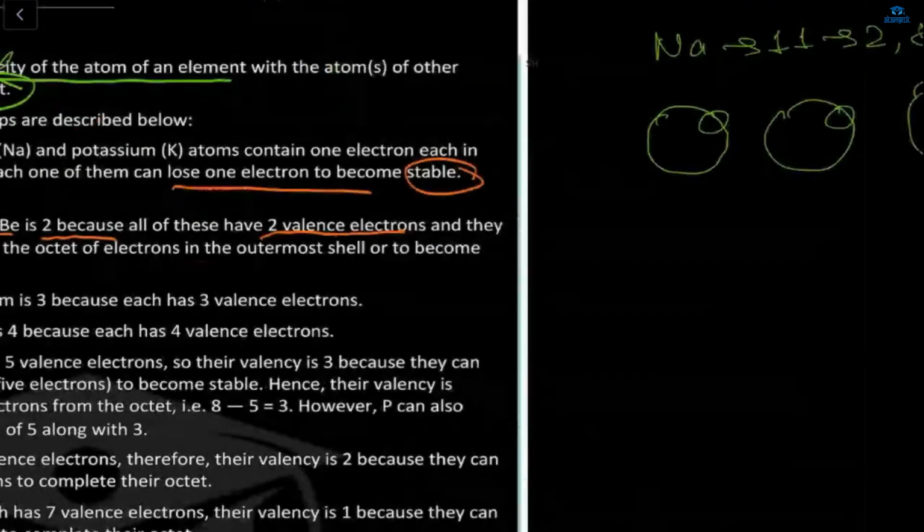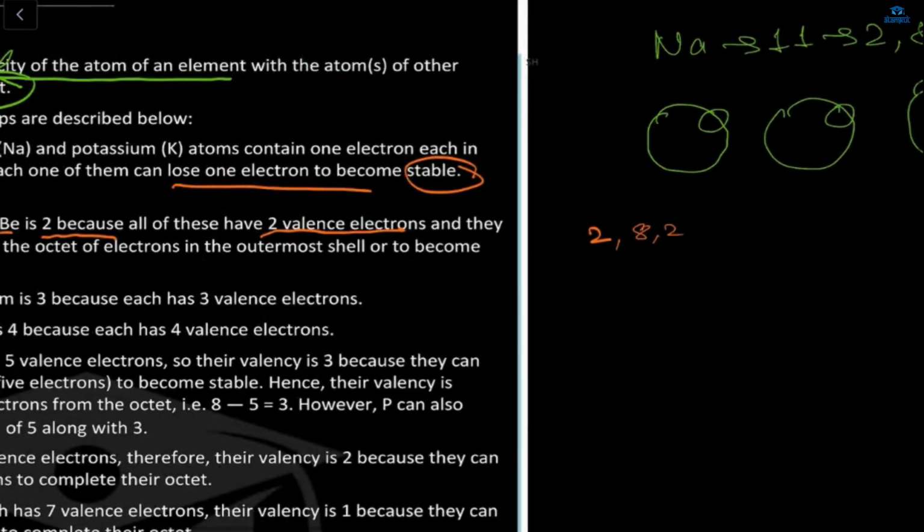I think I have a chart. See, from Arham, a chart for which group will have which valency.